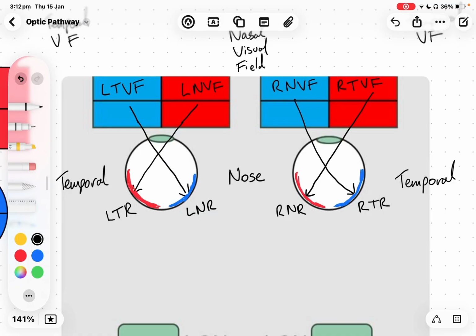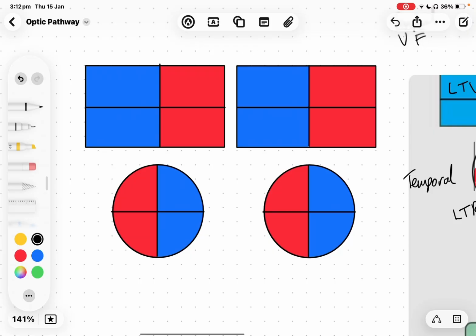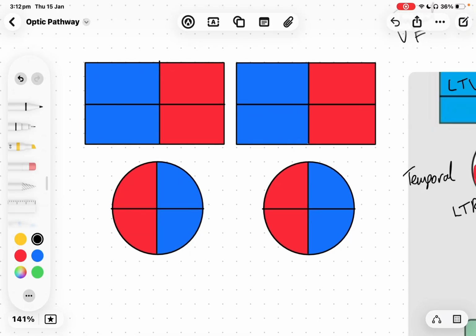Now, the other thing that I've drawn with these visual fields is drawn as a box. And so you can see how I've split it up into quarters. Now, the reason why I've got it split up into quarters is because it's showing that it's not only the crossing over from temporal to nasal or nasal to temporal, but it's also happening in the up and down. And so the best way that I think I can explain this is if you imagine now we're looking at the posterior eyes here.